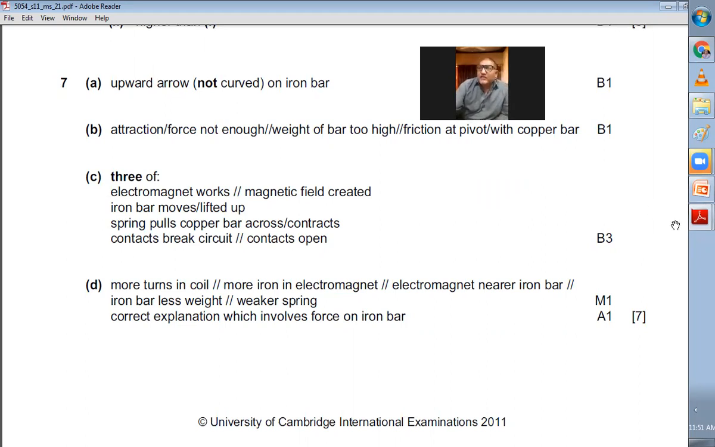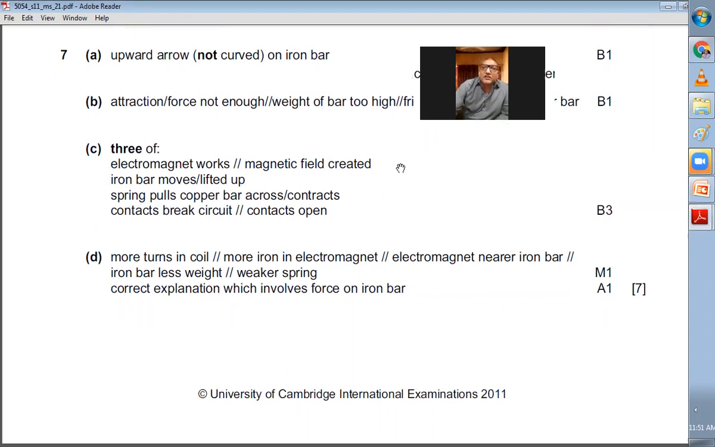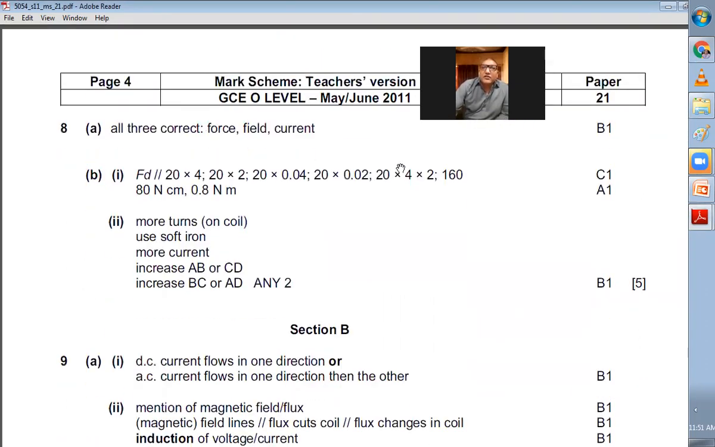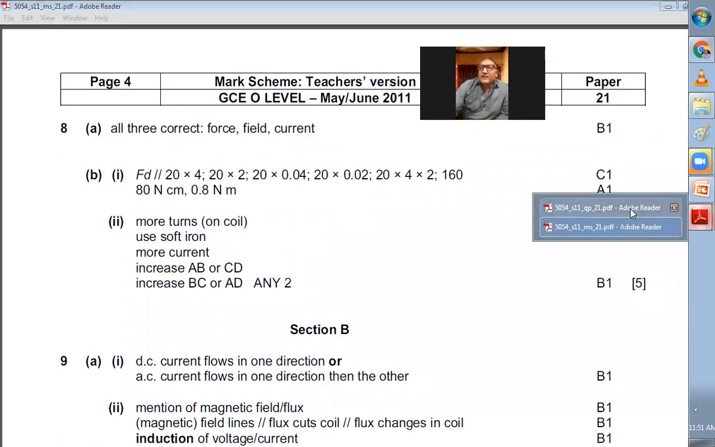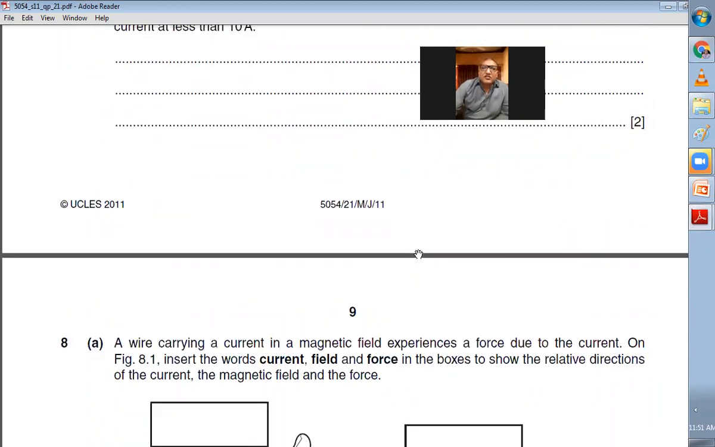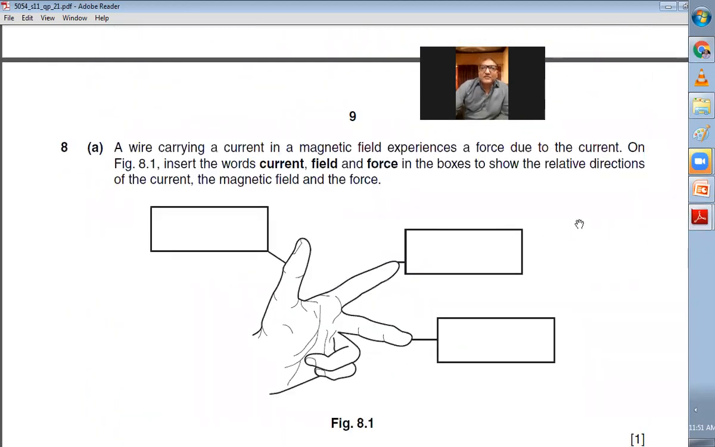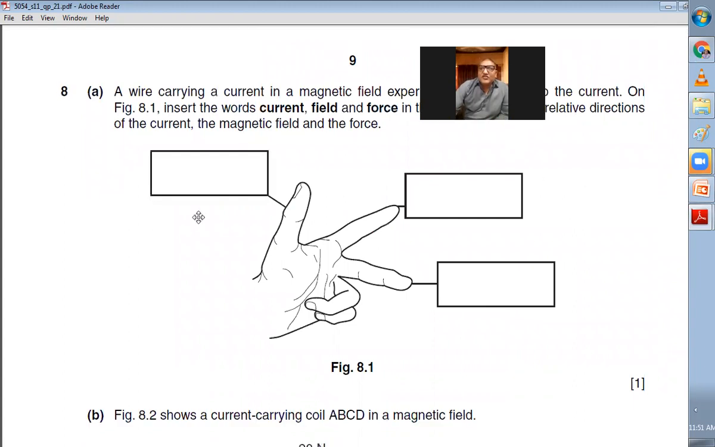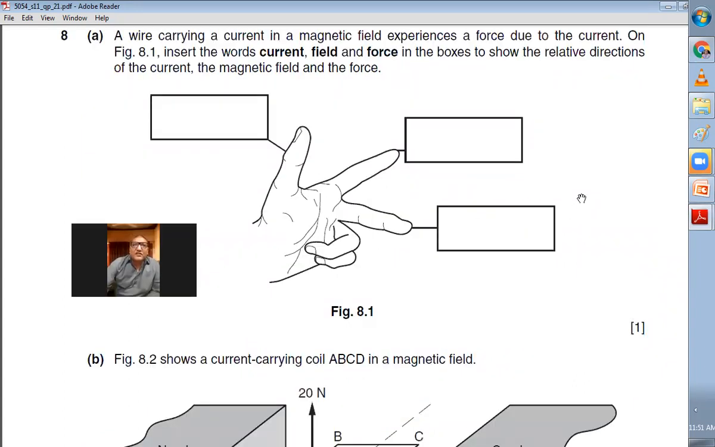So let's move to the next question. The next question is question number 10, and let's see what the questions are. Sorry, question number 8. I said question number 10. Okay, so this is question number 8 coming on your screen. A wire carrying a current in a magnetic field experiences a force due to the current. On figure 8.1, insert the words current, field, and force in the boxes to show the relative direction of the current, the magnetic field, and the force.